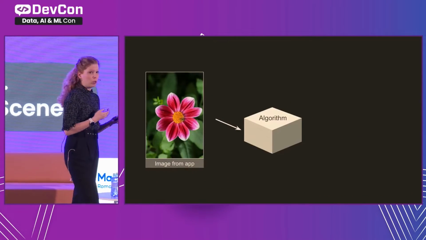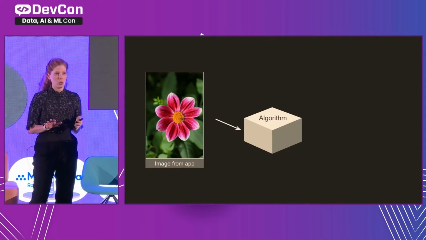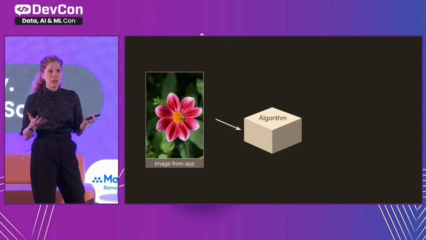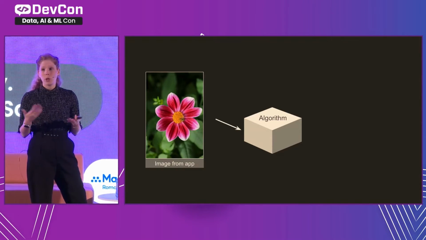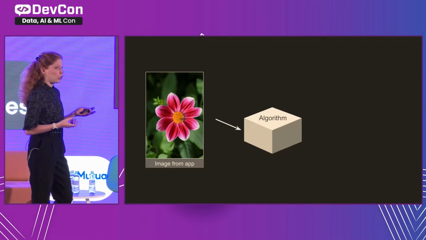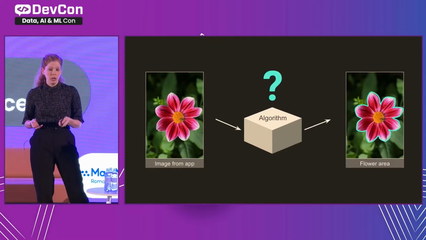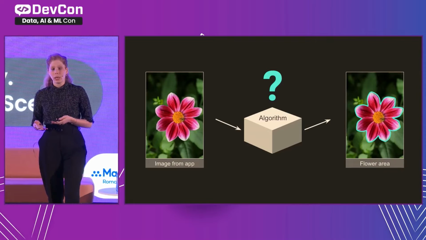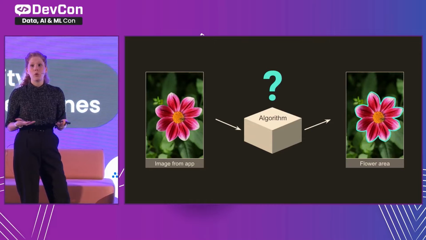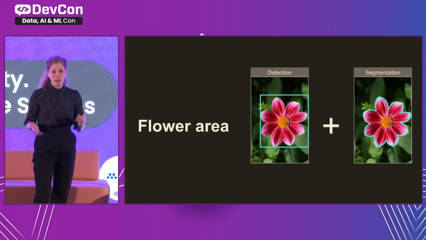So let's go back to the flowers. We are going to stick to the flowers for the rest of the presentation. There are not going to be wounds. As I already said, using our application, we collect more and more images of flowers from our customers. And now those images of flowers are the input to our algorithm. Let's say, for this example, that we want to calculate the area or the size of the flower. In order to calculate this area, we have two pre-steps that we need to develop before, which are called detection and segmentation.